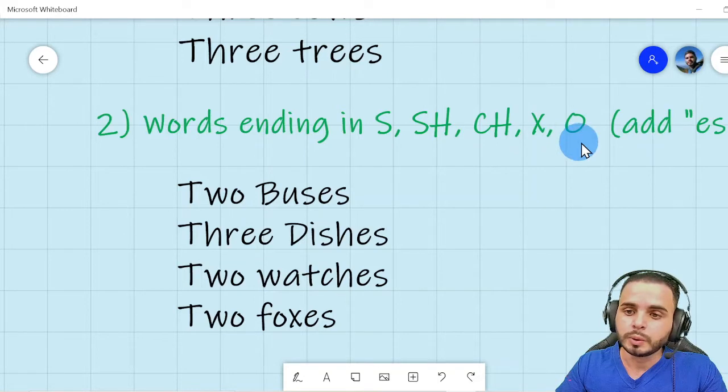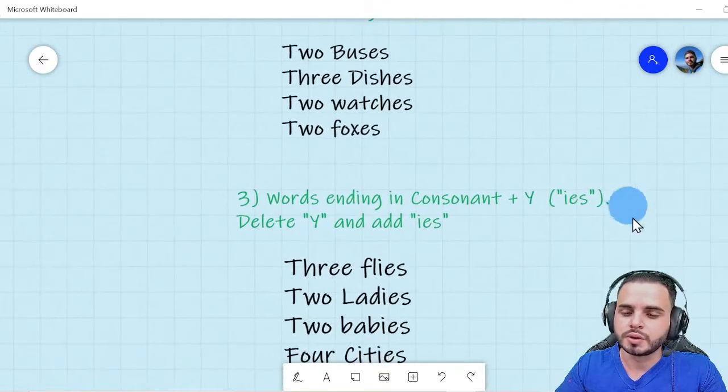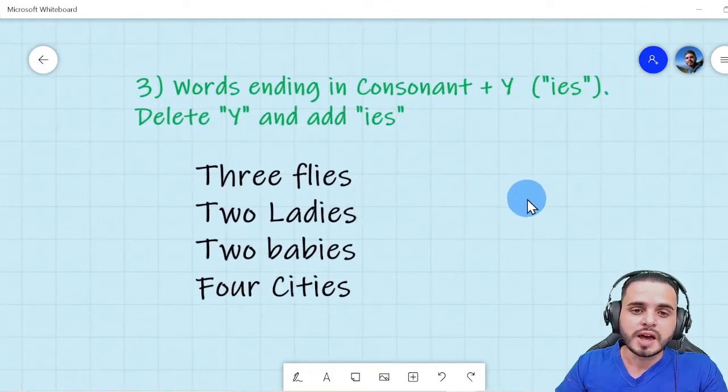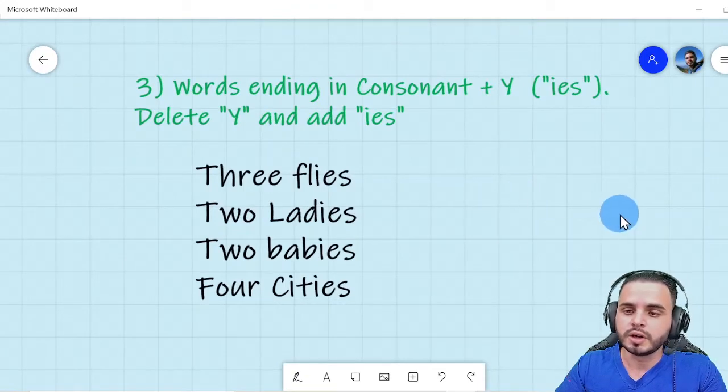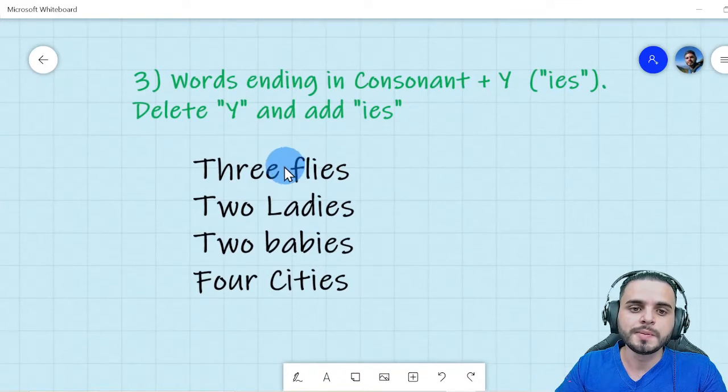If you're looking for a word that ends with O, then you can think of the word tomato. Okay, tomato. Because it ends with an O, you just add ES, and the word is going to be pronounced tomatoes. Now we have the last rule for creating plural nouns. Remember, we're only reviewing grammar here.